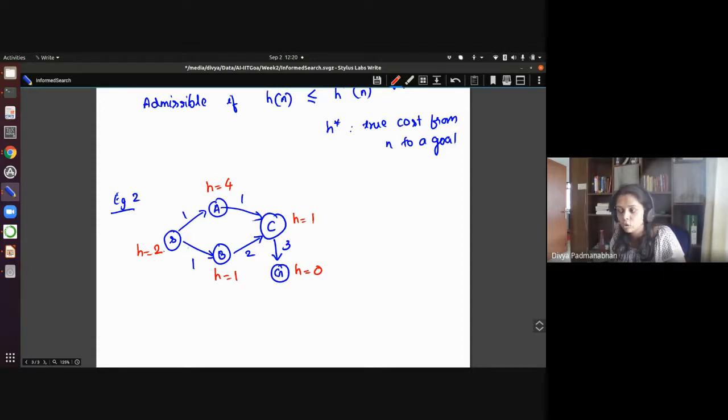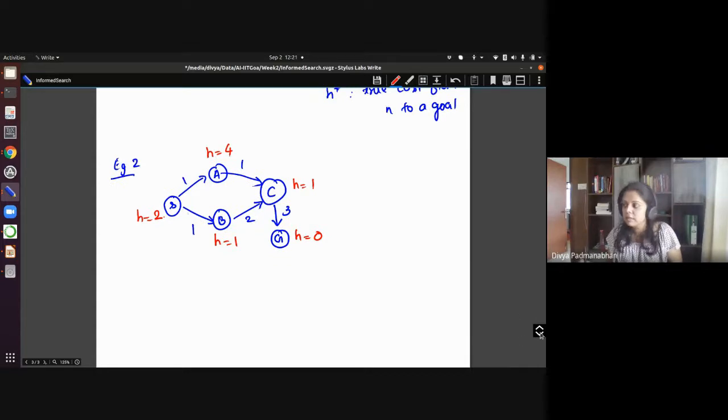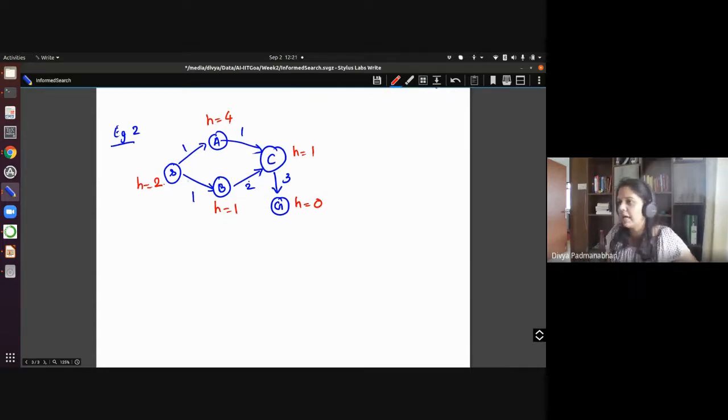So let's just check. For the goal state, the true distance is 0 and H is 0, it's fine. For C, the true distance to the goal is 3 and H is 1, that's okay. Now from A, the true distance to the goal, there's just one goal, is 1 plus 3, 4, and the heuristic is saying it's 4, it's okay. Now for B, you have 5 and the heuristic is giving you 1, so it's okay. And even for S, it's fine. You can check that. So this is admissible. Now here, let's just check what happens in the queue.